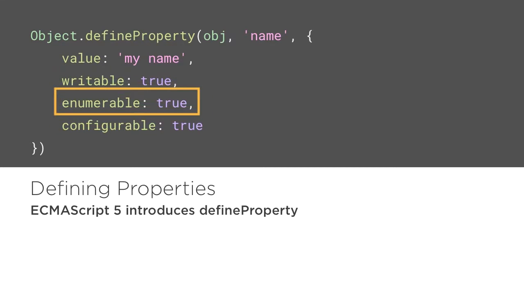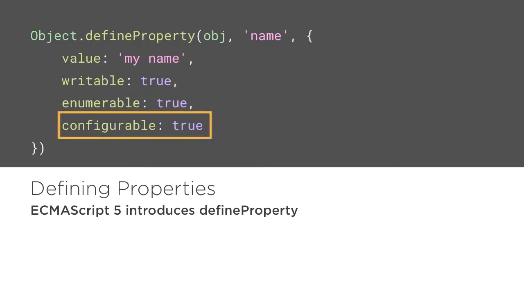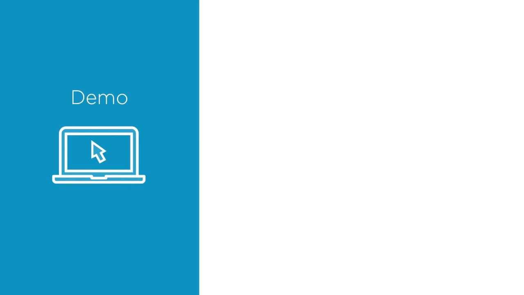Enumerable means either in a for-in loop or if I do the keys function, then it will show up or it won't show up. And configurable means I'm not allowed to change the configuration of these items. So once I've set it, I'm not allowed to set it again to something different. So let's take a minute and look at that so we can see kind of what that means. Let's take a look at defineProperty and what the implications are of each of these configuration items that we have and why we might use defineProperty on our objects.